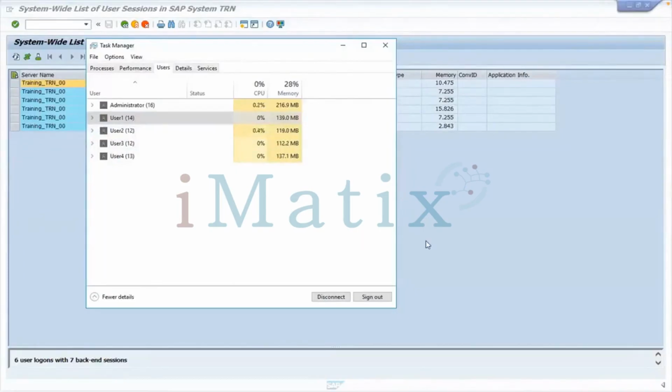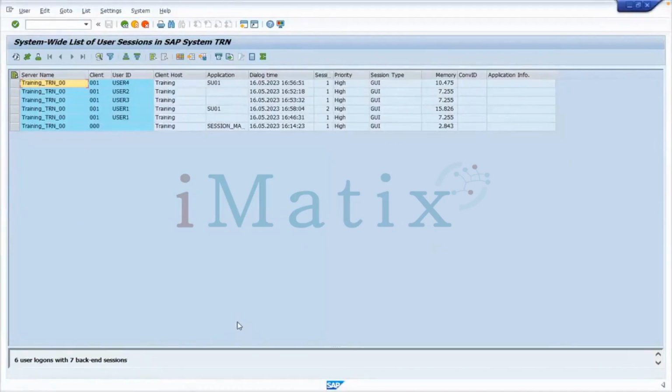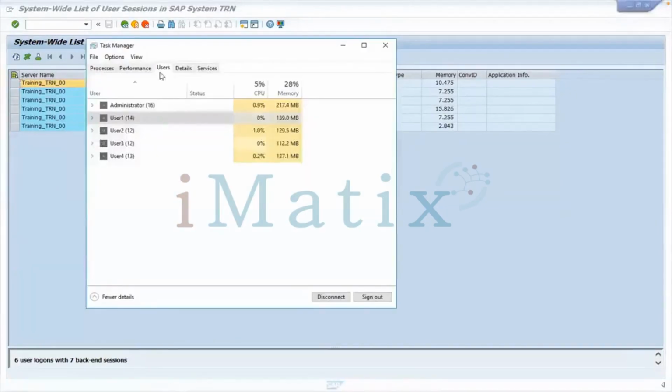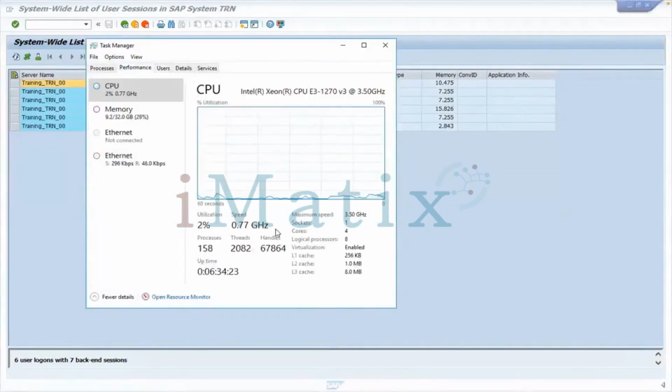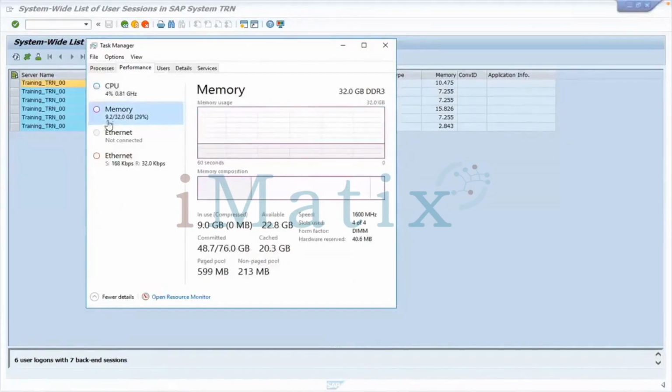No, not. In one SAP application, I can create thousands of IDs. In an SAP system, we can have many IDs. Here, virtually nothing; everything is physical. This is a server. In this server, we have 32 GB RAM and an i7 processor. Everything is running. We are using 9.2 GB of RAM now.